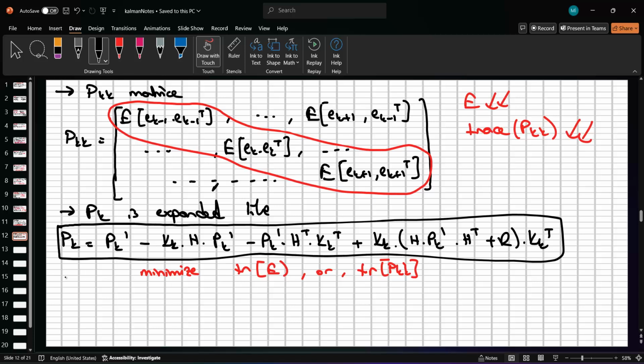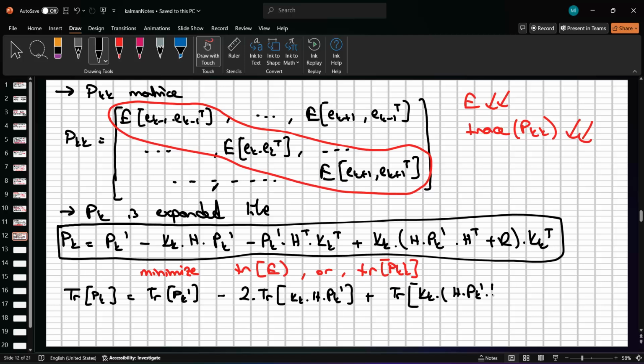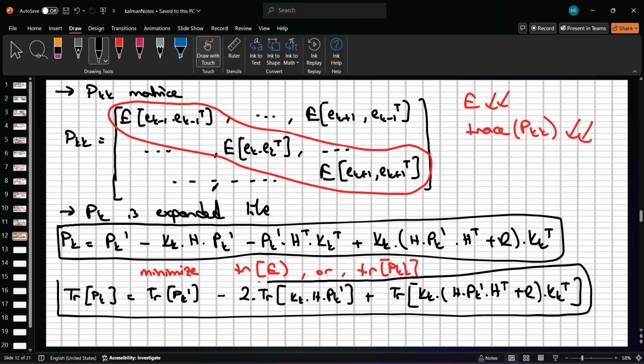If we want to do this, then we will have tr P_k equals tr P_k prior minus 2 times tr K_k times H P_k prior, right? Because we have two terms in here, and even if the transpose does not change the diagonal elements, we can collect these terms. This one and this one are identical in the diagonal terms, right? Besides, we also have the trace of K_k times (H P_k prior H^T plus R) times K_k transpose. Okay, so this is our new energy function based on the trace of our covariance matrix, the error matrix, right?